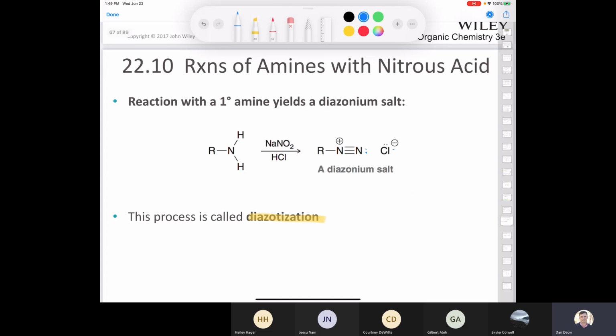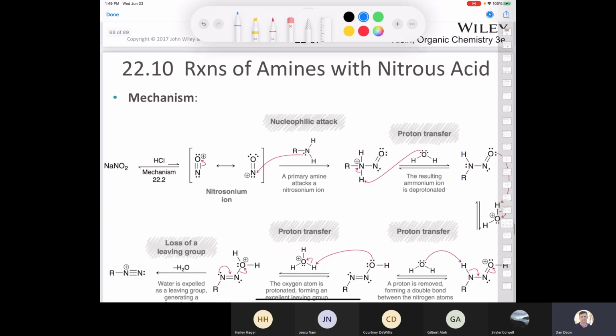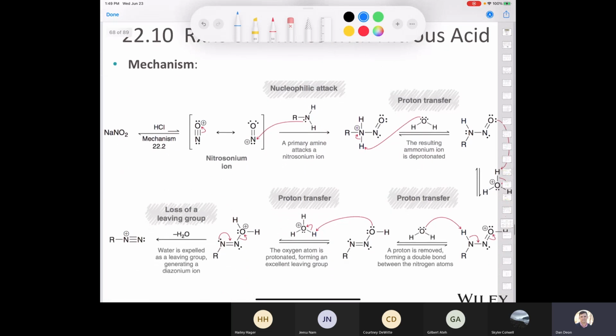Now, for the diazonium salt, I'll put in all the lone pairs here. There's a lone pair on the nitrogen, and there are 4 lone pairs on the chloride. But diazonium salts are very useful in organic chemistry, depending on what the R group is. And let me explain what I mean by that. First, let's take a look at the mechanism.